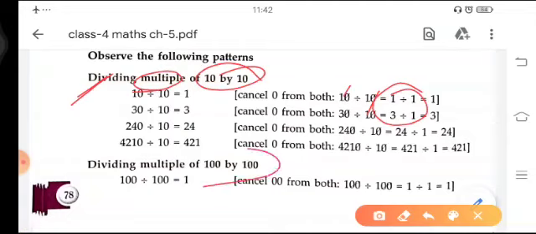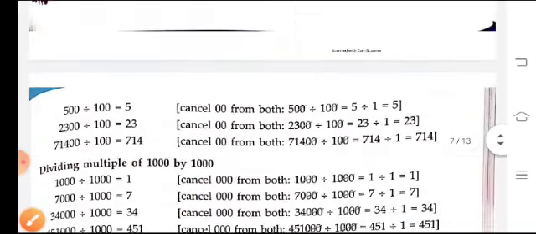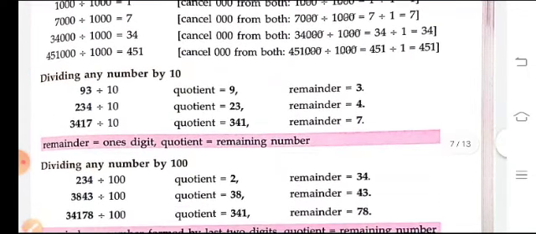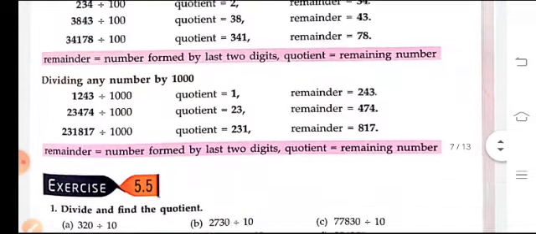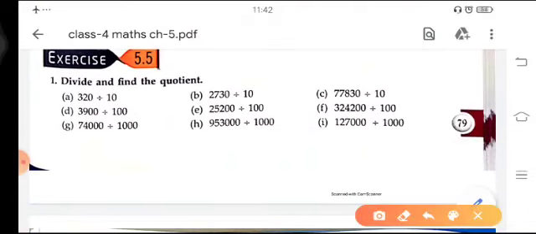If we are dividing a number by 100, then in 100 there are 2 zeros, it means that we will cancel 2 zeros. Okay, similarly we will do it for 1000 and 10,000 and so on. Okay, so there is exercise 5.5. In this exercise we have to solve the questions and get the answers.